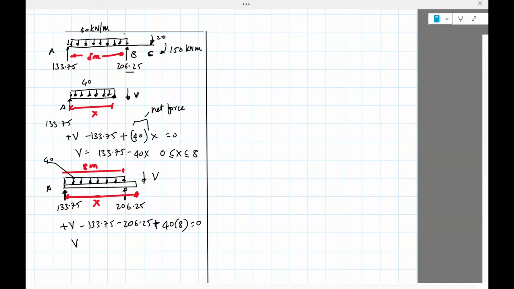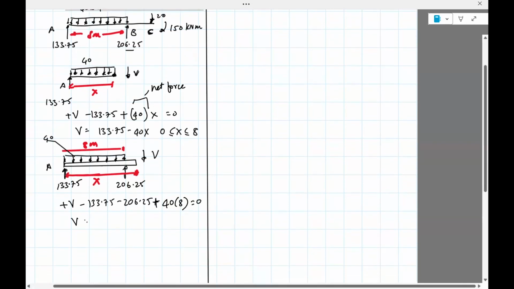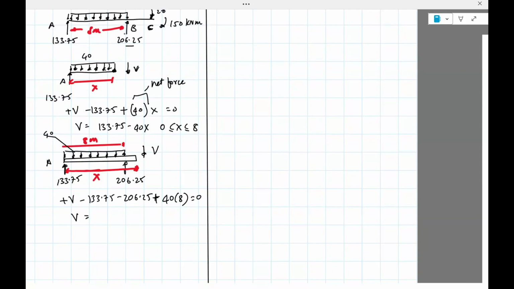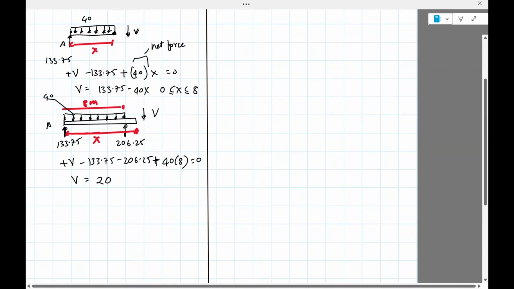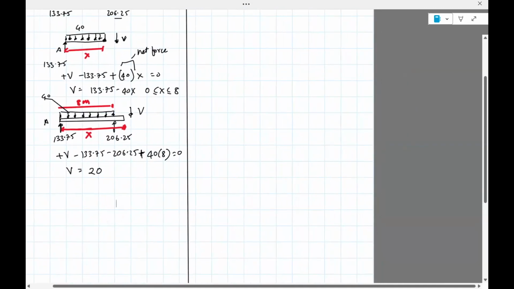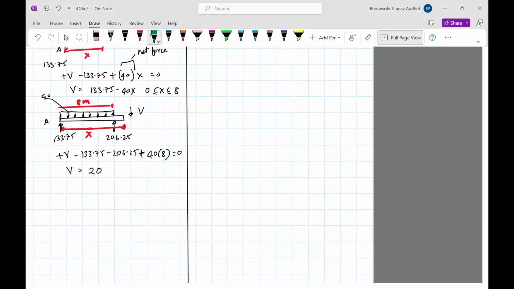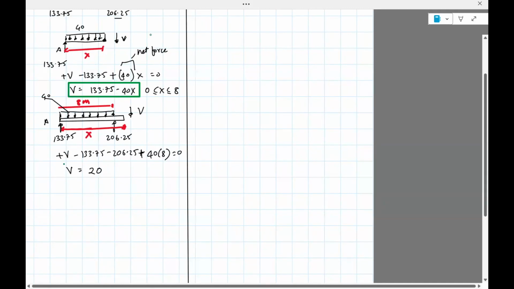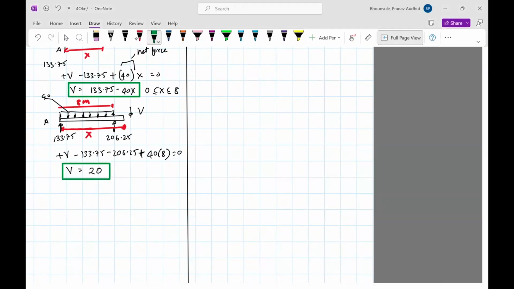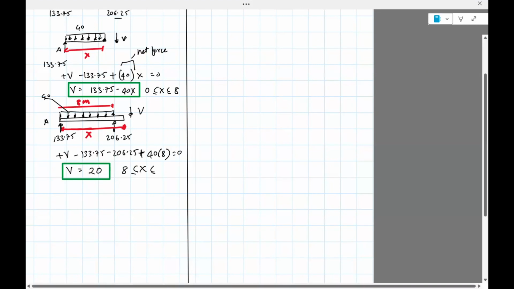Yes, so when we do the math, it should come out to 20, or minus 20 probably. It comes out to be 20. It's a constant. Okay, so with that, we can draw the shear force diagram. We need two equations. The first equation is this. The second equation is this, and the region of validity for this equation is between 8 and 11.